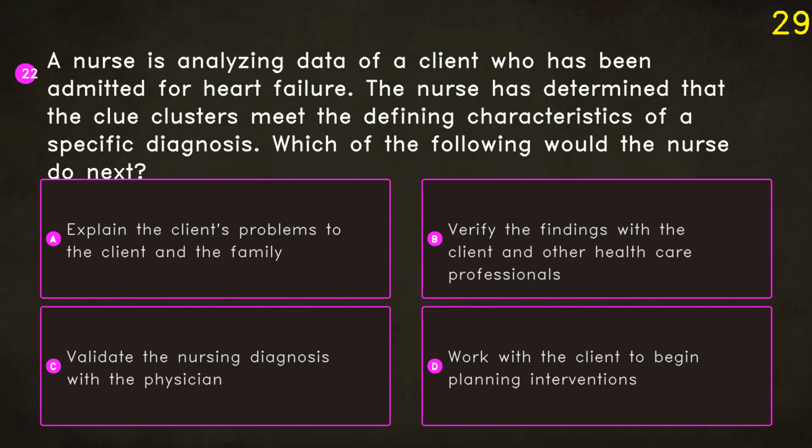Question 22. A nurse is analyzing data of a client who has been admitted for heart failure. The nurse has determined that the clue clusters meet the defining characteristics of a specific diagnosis. Which of the following would the nurse do next?